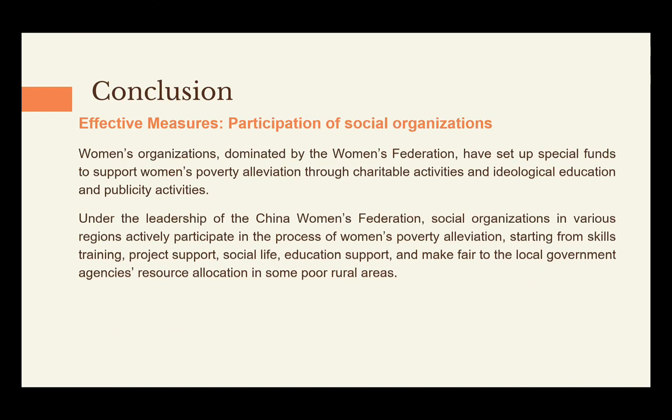The second method is the contributions of social organizations. China women's organizations, dominated by the Women's Federation, have set up special funds to support women's poverty alleviation through charitable activities, ideological education, and publicity activities. Under the leadership of China Women's Federation, social organizations in various regions actively participated in the process of women's poverty alleviation, starting from skills training, project support, social life education support, and make fair to the local government agents' resource allocation in some poor rural areas.